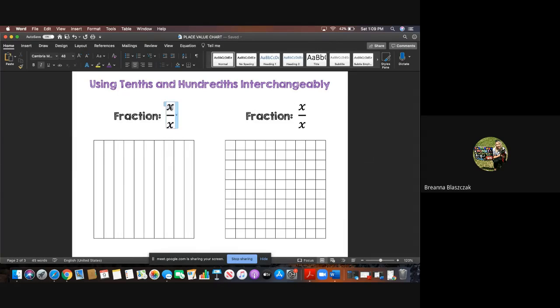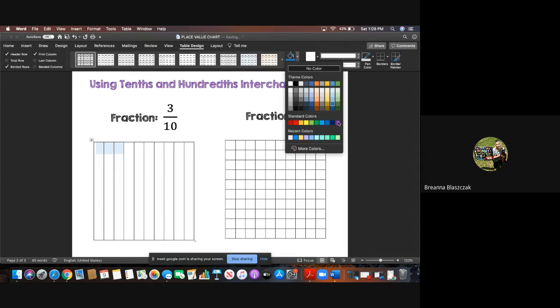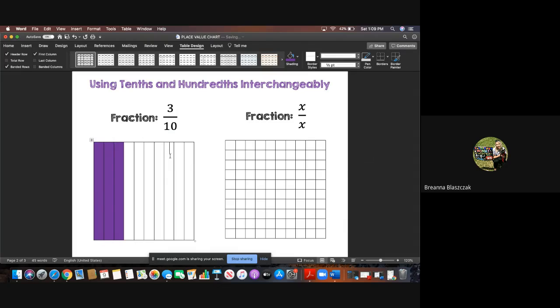So if I have a fraction, such as 3/10, we could shade it on this model because this model has 1, 2, 3, 4, 5, 6, 7, 8, 9, 10 total pieces. So 3/10, I'm going to shade in 3/10. Okay, so now this area model is out of 100, and we can check because there are 10 rows and 10 columns. 10 times 10 is 100.